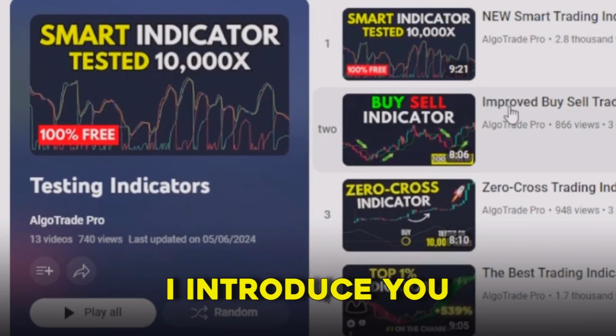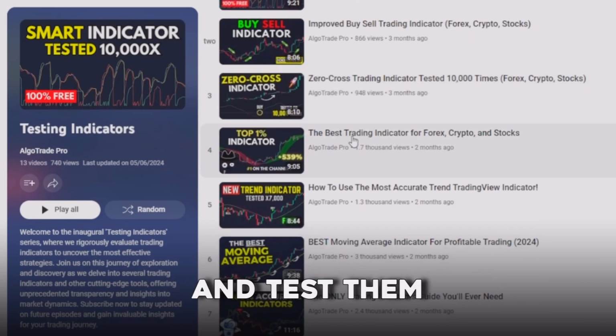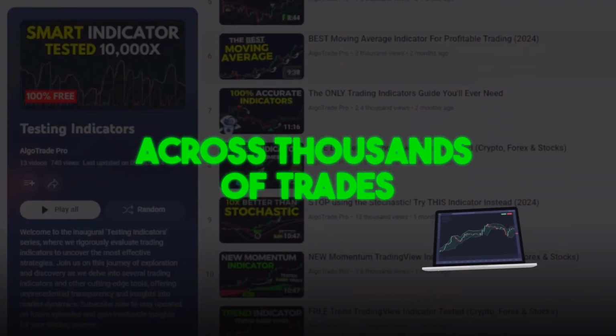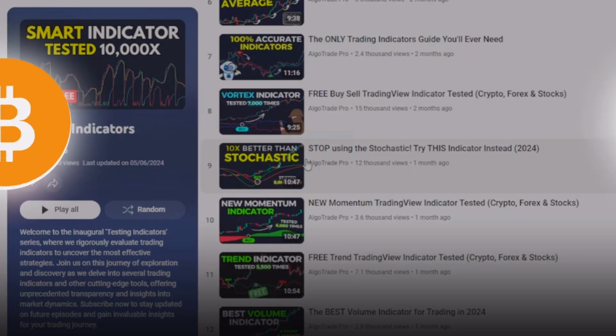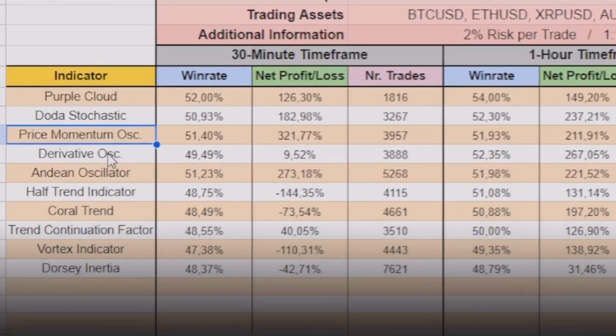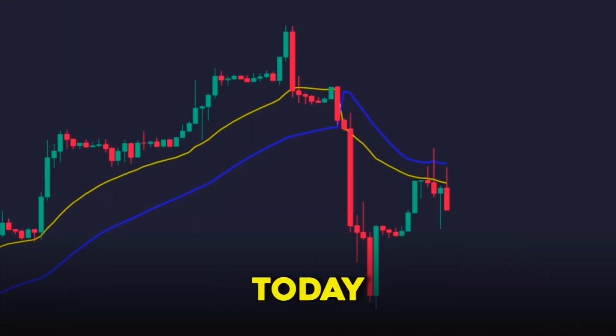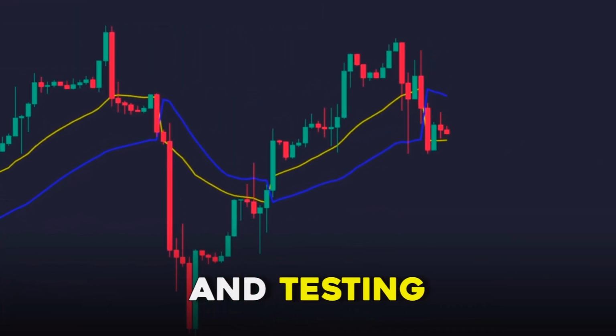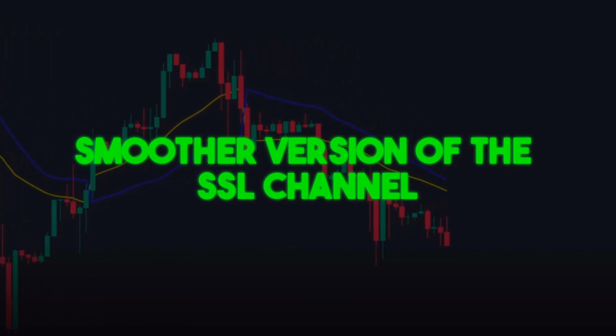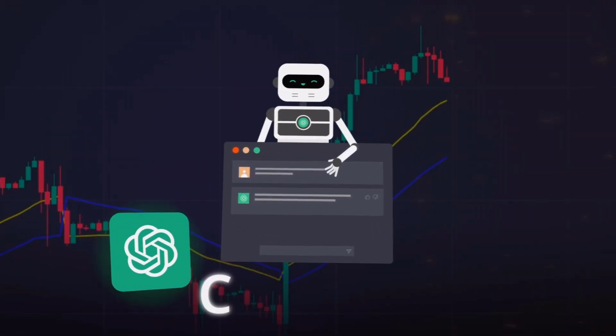In this series, I introduce you to new indicators and test them across thousands of trades, exploring different timeframes and assets to discover their real profitability. Today, we'll be analyzing and testing a smoother version of the SSL channel with the assistance of ChatGPT.